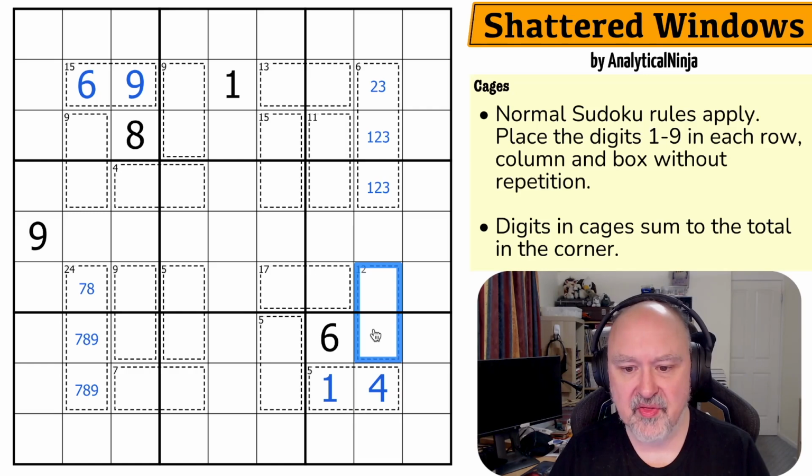So now this cage here, and I could probably do it here as well, but this cage here, how do you make 12? Well, I can't use 9, 3 because I can't use 3 in the cage.